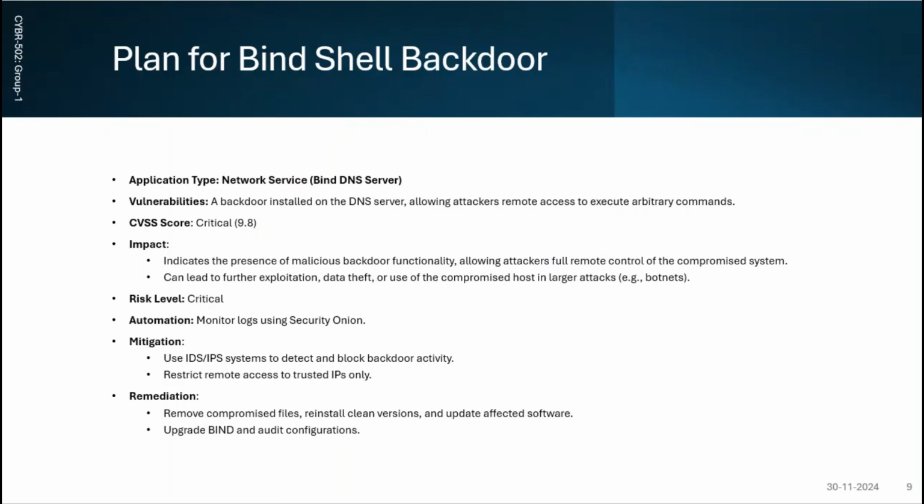In this slide, the plan for the BIND backdoor discusses a backdoor vulnerability in a BIND DNS server that enables remote access. It has critical risk highlighted, with suggested mitigations like restricting access and updating software to secure configurations. Here you can see the CVSS score is critical, that is 9.8. Risk level is also critical.